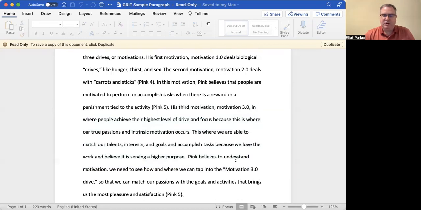Pink believes to understand motivation, we need to see how and where we can tap into motivation 3.0, or how others can tap into it, or how everyone can tap into it, or how whomever it is that you want to be. But you do not have to say, "I believe Pink," or "I think Pink is correct when he says we need to see how and where I can tap into." No, we're not doing that. So this is taking that third person, omniscient or writer perspective, where we're hovering over the big issues of grit and what the theorists have already said about grit, and writing and reflecting upon that.